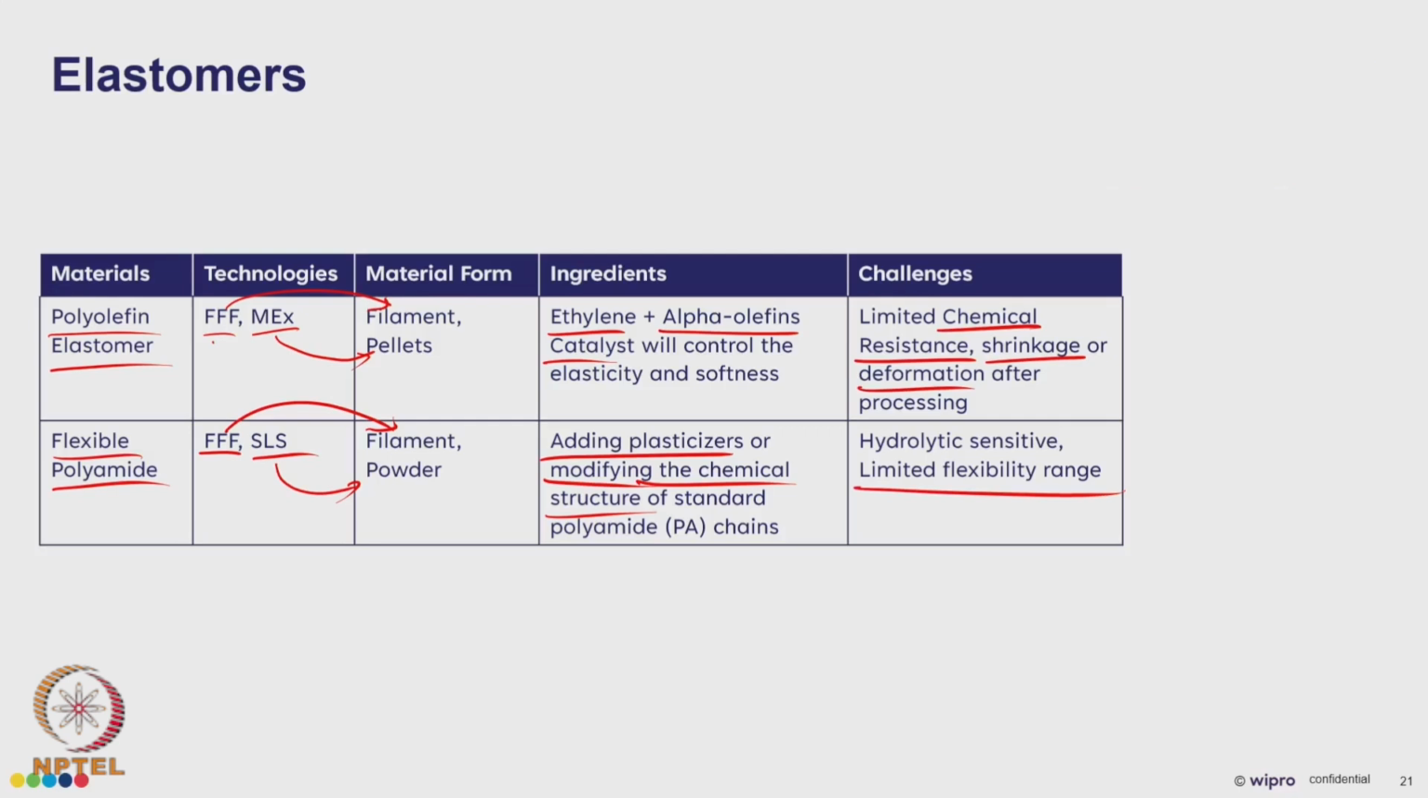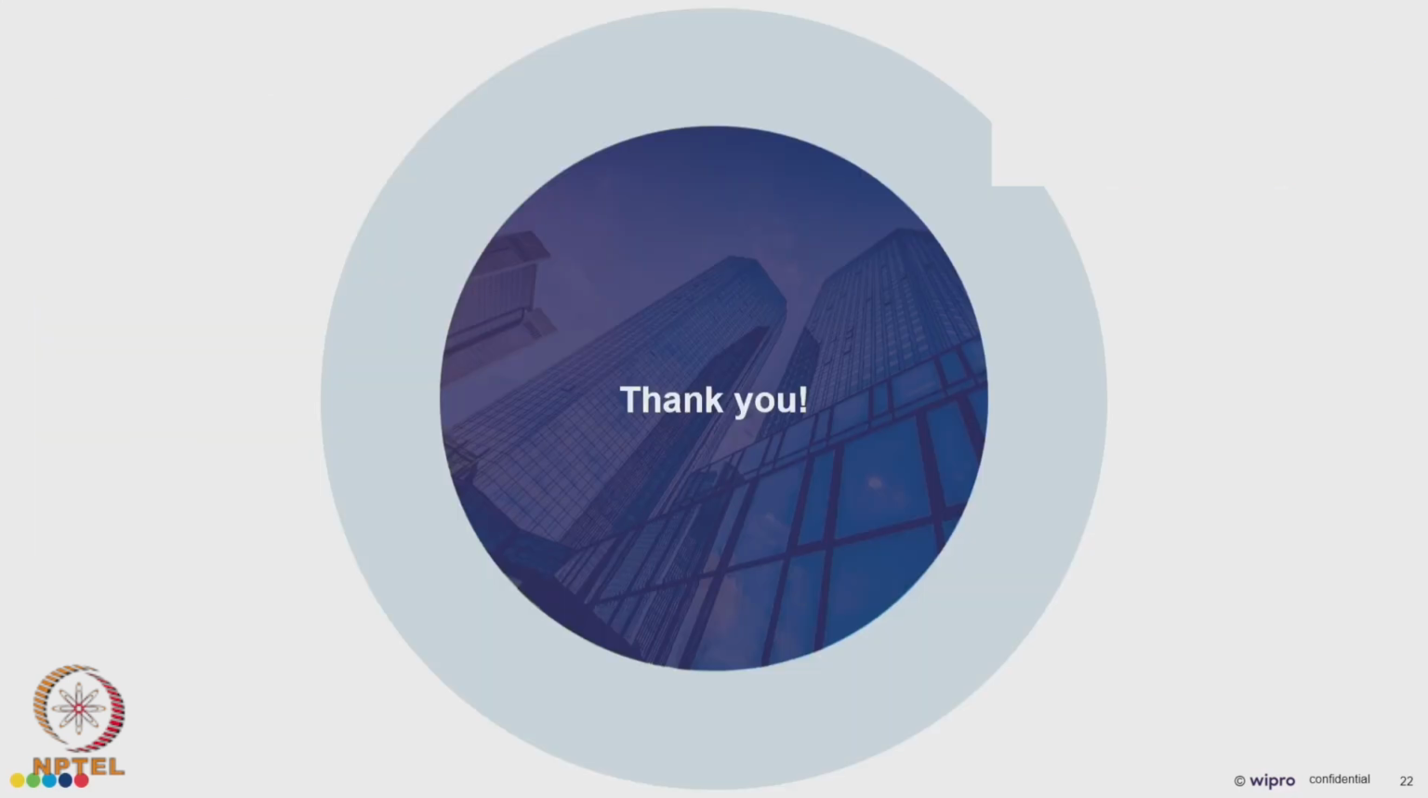With this, we are coming to the end of our session. In this lecture, we have seen about different types of polymer materials in the case of thermoplastic materials, thermosetting plastic materials and elastomer materials. And also we have seen how these materials are manufactured in different technologies of AM, and also their material form and challenges. In the next lecture, we will see about other materials in additive manufacturing.